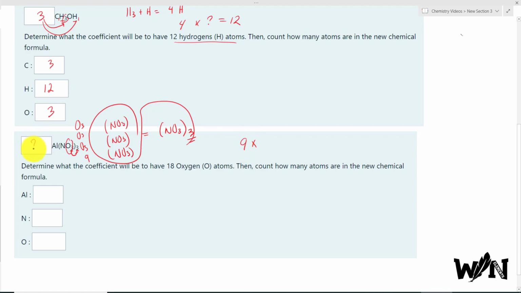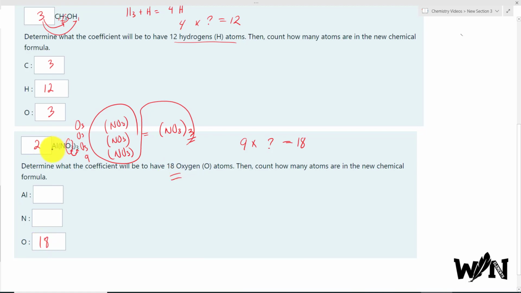But 9 times what number will give us 18? Because we want to have 18 here. And the obvious answer is 9 times 2. So here is 2. There you go. You see how that works? So in this case, we have 18 oxygen, okay? Because that's what we're looking for.